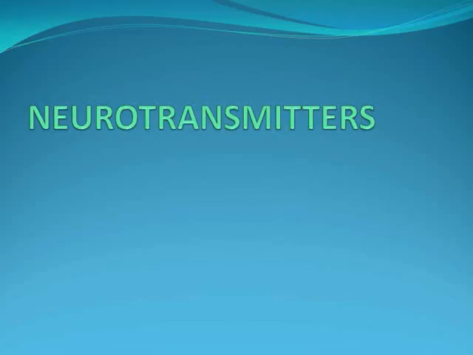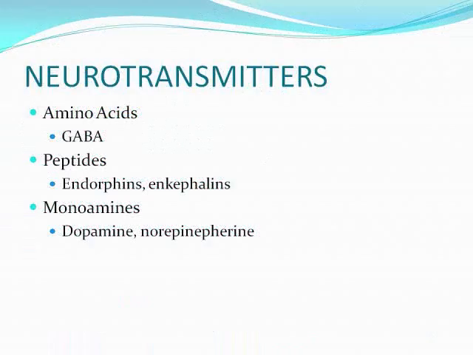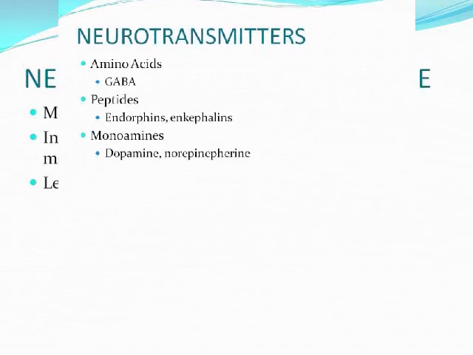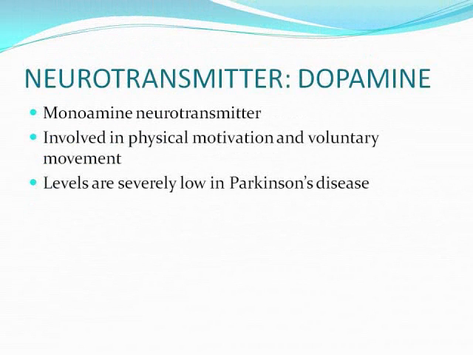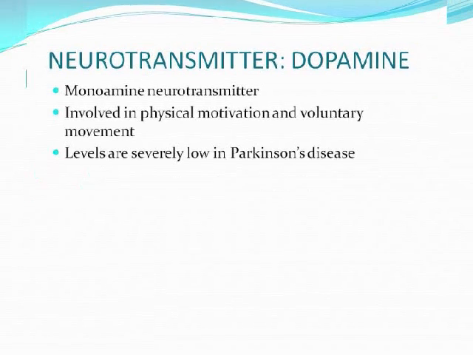This is done in a large part through neurotransmitters. There are multiple neurotransmitters out there. There's amino acids, there's peptides, there's monoamines. One of them is dopamine. Dopamine is a monoamine, and it is involved in the physical motivation and voluntary movement. When we don't have enough dopamine, that's associated with Parkinson's disease.